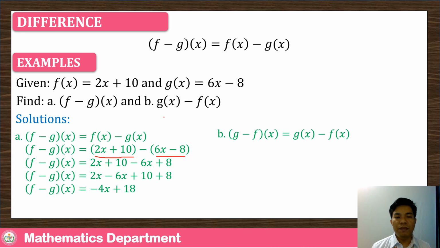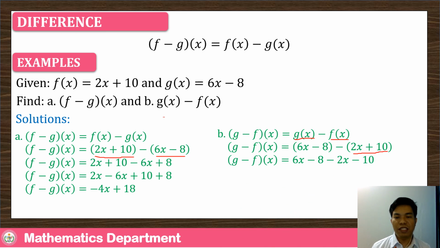For letter B, g of x minus f of x is just the same as g minus f of x, which is equal to our function g, which is yung 6x minus 8, at saka yung function f naman natin ay yung 2x plus 10. So, kagaya ng ginawa natin kanina, binago natin yung sign ng ating subtrahend. So, ang subtrahend natin dito ay itong 2x plus 10. So, from positive 2x plus 10, yan ay magiging negative 2x minus 10.